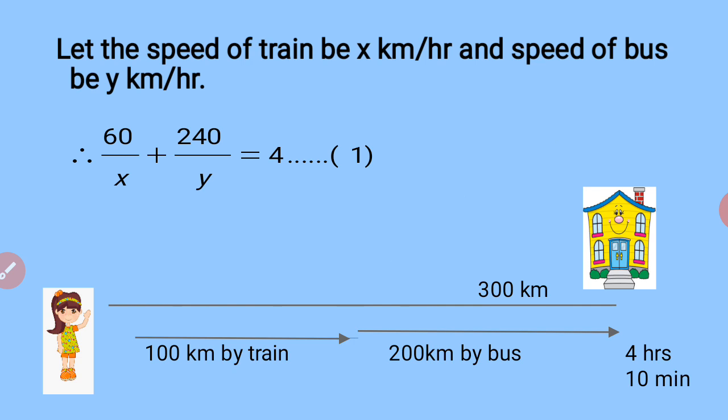Now let us try the second condition. The distance remains the same, that is 300 kilometers. Now here she is traveling 100 kilometers by train. So the time taken in train in this case will be 100 upon x, where x is the speed of the train. And then she is traveling 200 kilometers by bus. So the time taken in bus is 200 upon y. And the total time is 4 hours 10 minutes.